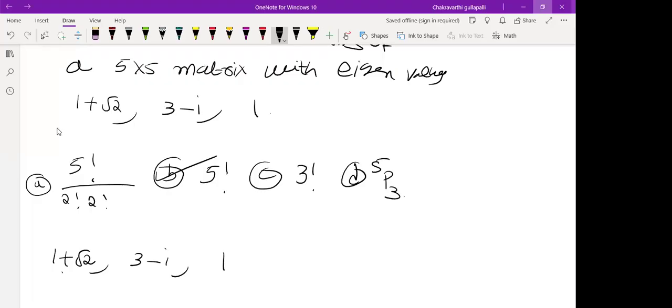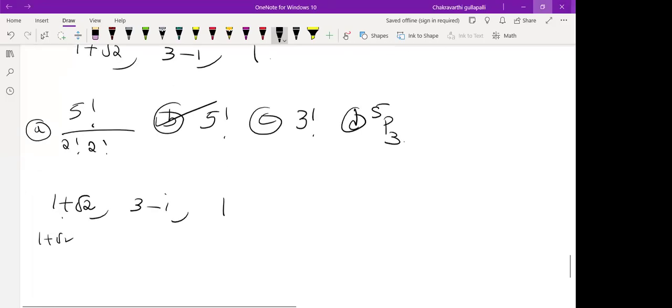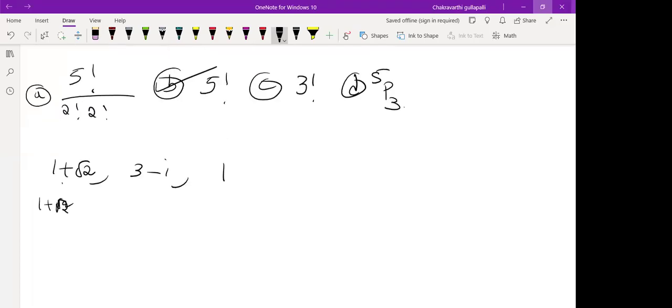Whenever I have given one hint: whenever a plus root b is an eigenvalue, a 5 by 5 matrix should have 5 eigenvalues. Only 3 are given. Why only 3 are given? Because we have a concept. Whenever a plus root b is an eigenvalue, its conjugate is also an eigenvalue. The conjugate of 1 plus root 2 is 1 minus root 2. If 3 minus i is an eigenvalue, its conjugate, replace i by minus i, is also an eigenvalue. If 1 is an eigenvalue, don't write minus 1 as an eigenvalue. There is no theorem like that. Only for a plus ib and a plus root b it is valid.